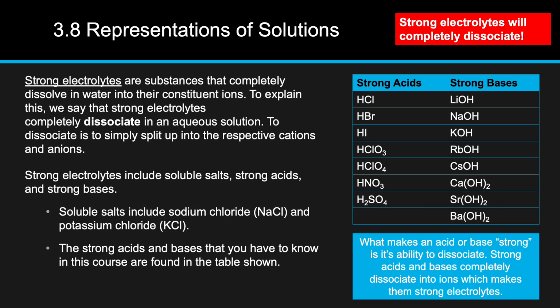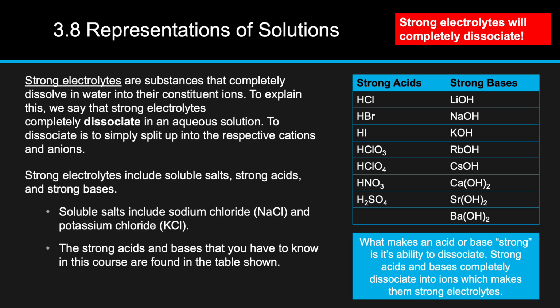Now, what makes an electrolyte strong? Strong electrolytes are substances that completely break apart into ions when dissolved in water. This makes them excellent conductors of electricity. So strong electrolytes include soluble salts, strong acids, and strong bases. And the key idea is that strong means complete dissociation. So for example, hydrochloric acid or hydrobromic acid splits entirely into H+ ions and Cl- ions, or Br- ions if we're talking about HBr.